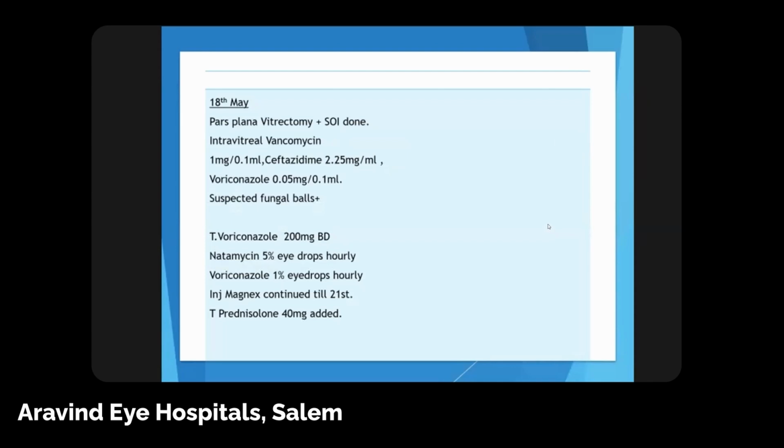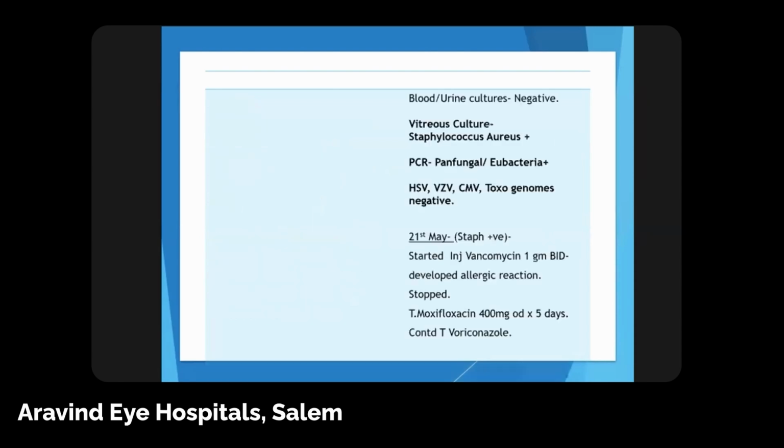And the surgeon, Hemalata, she is here. She mentioned fungal balls or filaments suggestive of a fungal etiology. And so rightfully after the surgery, we started the patient on oral and topical antifungals as well. By then the cultures had started appearing. Blood and urine cultures are negative. The vitreous culture shows Staphylococcus aureus. It was a good growth, madam, according to you.